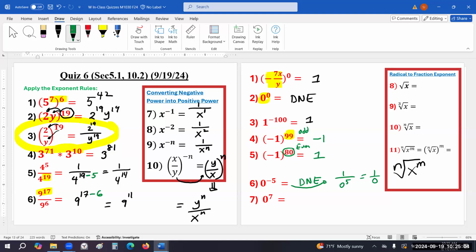Vianney, right? 0 to the 7. Oh, that one. 0 to the 7 means you're multiplying 0 7 times. So if you multiply 0 many, many times, what do you get? Still 0.